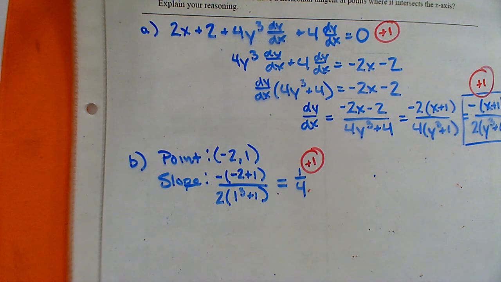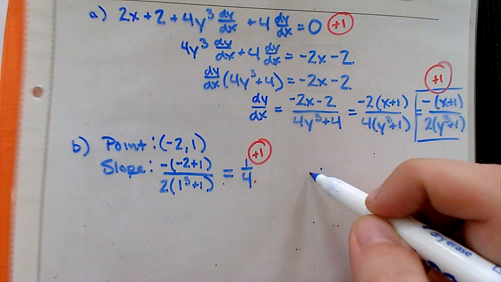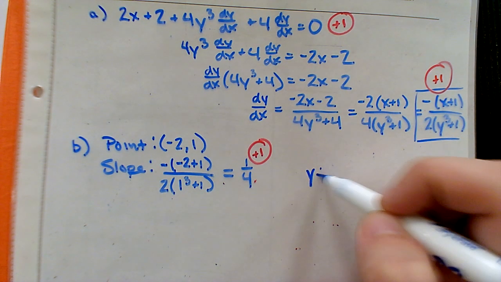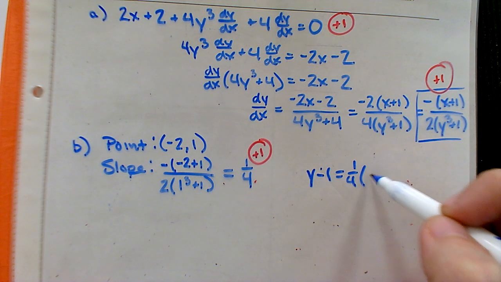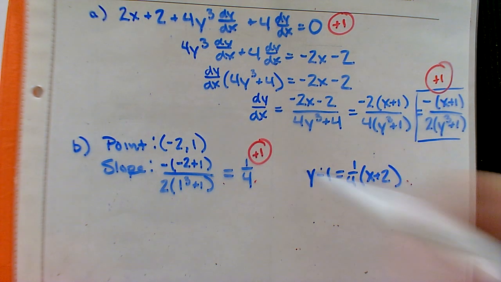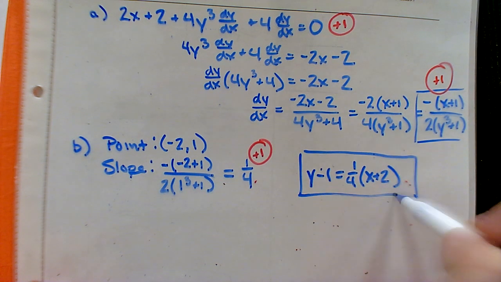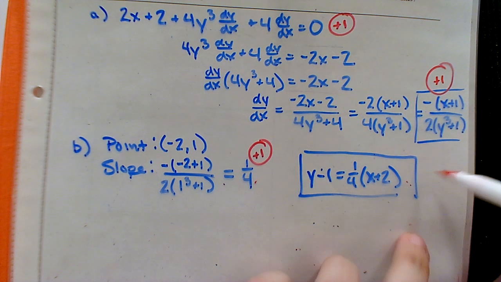Now that you know the point and the slope, what would your equation look like? Yeah. Y minus 1 equals 1/4 x plus 2. If you can write that equation, you would get another point.